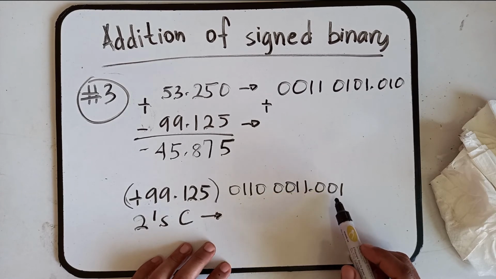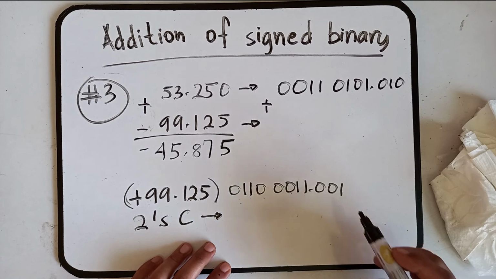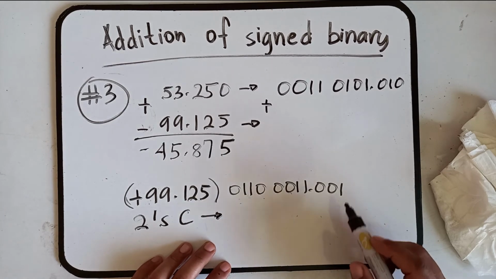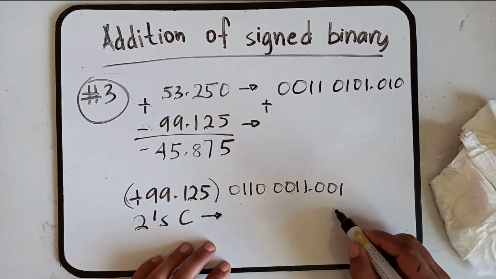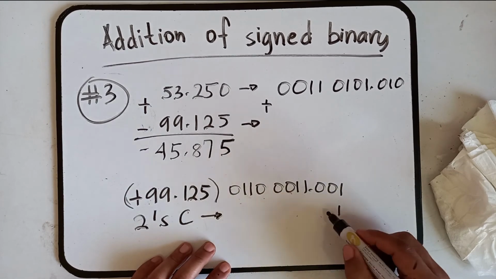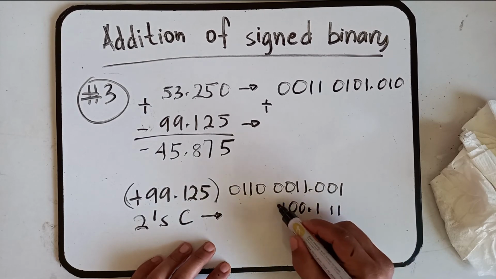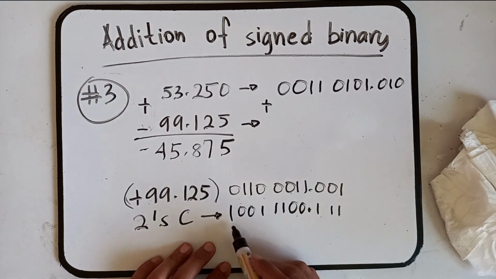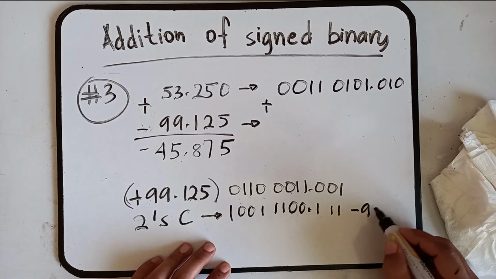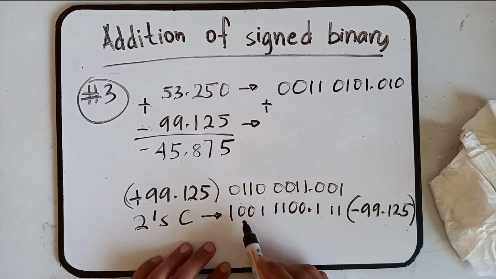So to apply 2's complement, what we will do is to copy all the bits from the right side, and then we stop copying when we encounter the first one. The most right side is already 1, so that is why we stop copying from there. Let's just copy 1 here, and then invert the remaining bits. Invert, invert. This becomes 0, 0, 1, 1, 1, 0, 0, 1. So this is now the negative 99.125 in binary. Okay, this one here.